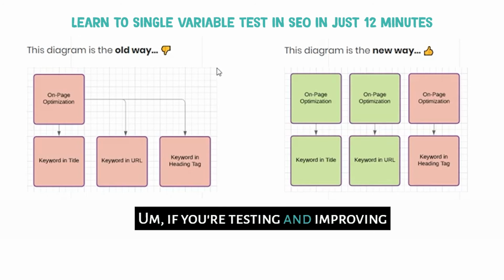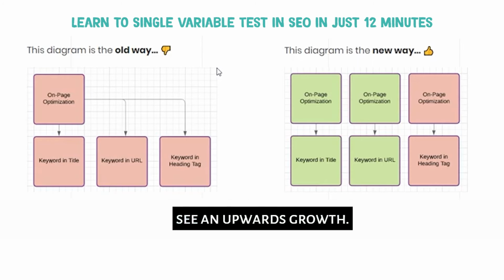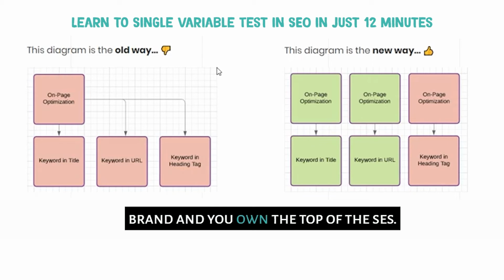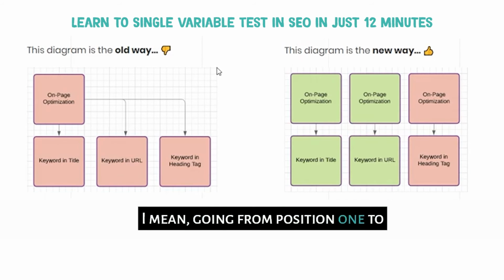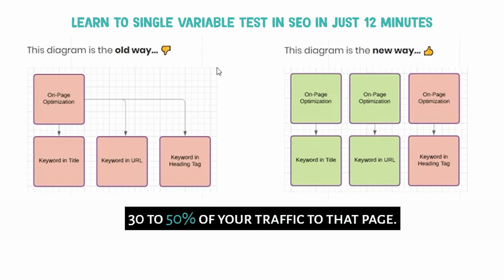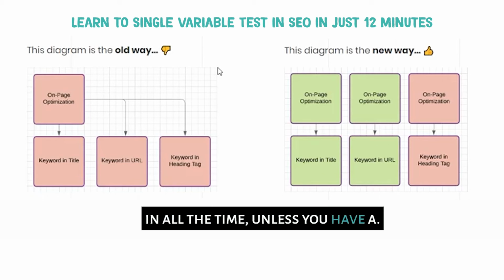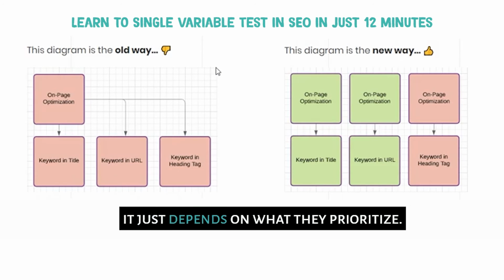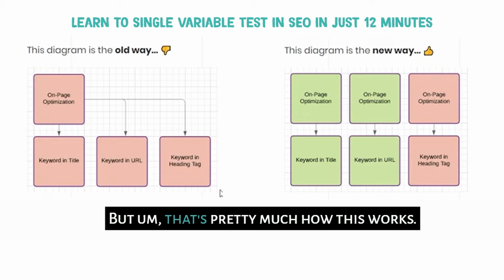If you're testing and improving correctly, you should continually see upward growth. But to have all of your pages growing all of the time, it's just not practical, especially if you're a big brand and you own the top of the SERPs. I mean, going from position 1 to position 2, you're going to lose 30 to 50% of your traffic to that page. So it's just not practical to own that all the time unless you have a ridiculous link building budget, which some businesses do, and that's fine. It just depends on what they prioritize, but that's pretty much how this works.